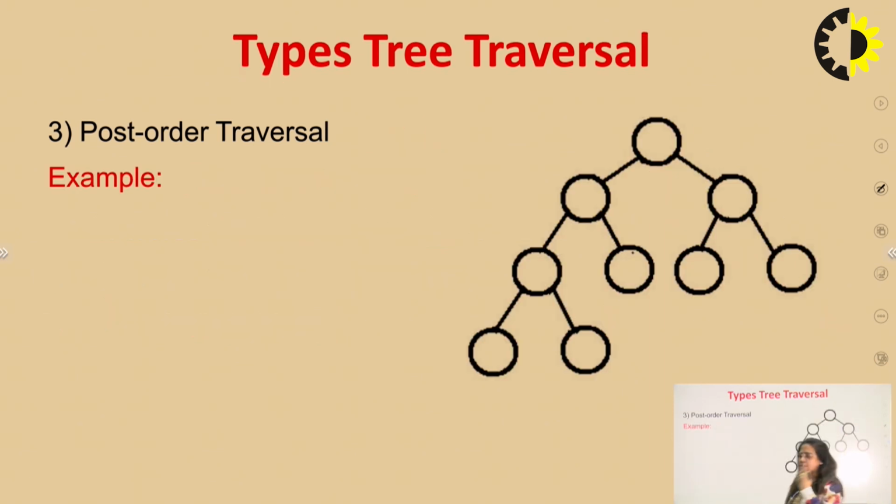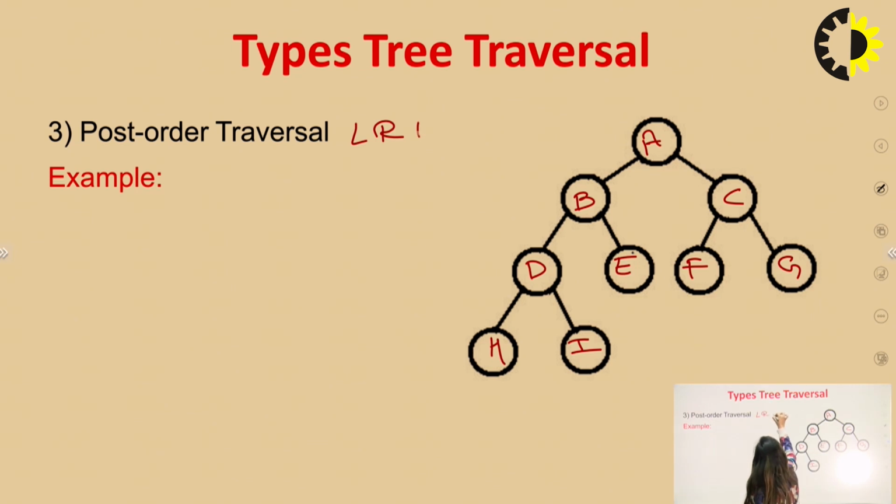Okay, now here we take the same example: A, B, C, D, E, F, G, H and I. Now it will work the same way: first complete L, then complete R, and at last we use the node. So according to this binary tree we use post order traversal. In post order traversal we complete all nodes of the left side, then all nodes of the right side, and at the last we use the root node.